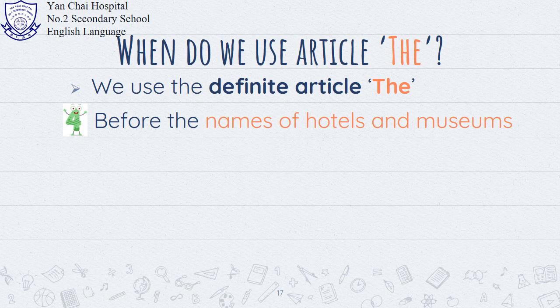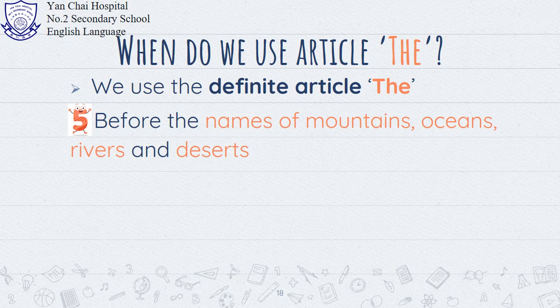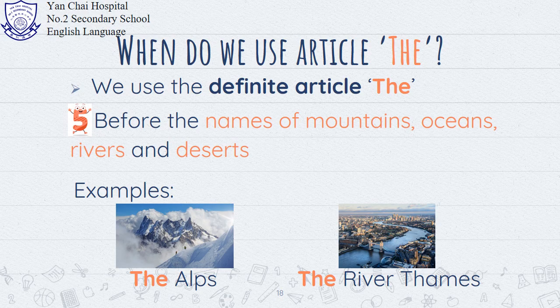We use the before the names of hotels and museums. Examples: the Peninsula, the Hong Kong Museum of Art. We use the before the names of mountains, oceans, rivers, and deserts. Examples: the Alps, the River Thames.